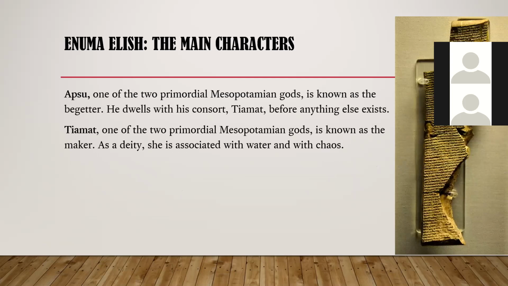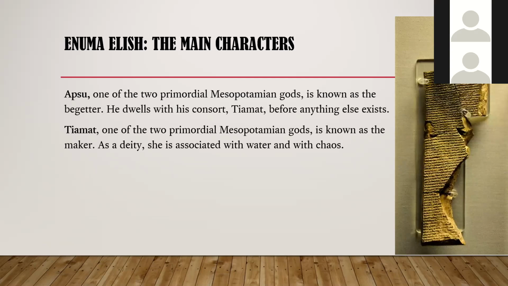So let us discuss a little bit the main characters of the story, because the story is presented to us, and there are some characters. These first two primary characters are Apsu and Tiamat. Apsu, one of the two primordial Mesopotamian gods, is known as the begetter of all other gods. He dwells with his consort, his wife Tiamat, before anything else exists. It is true that these two gods were presented as two types of water. Apsu is fresh water and Tiamat is salt water. Tiamat is also known as a maker or creator. As a deity, she is associated with water and with the deep.